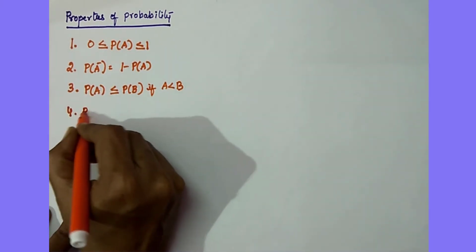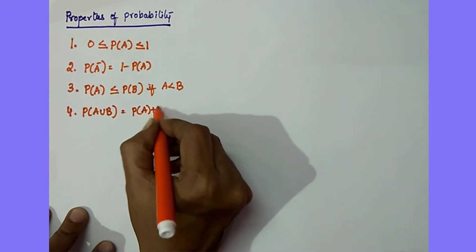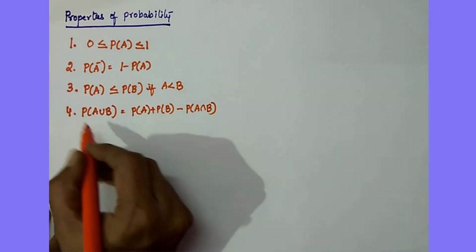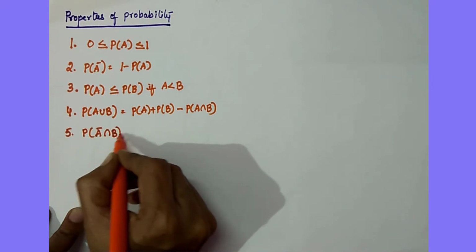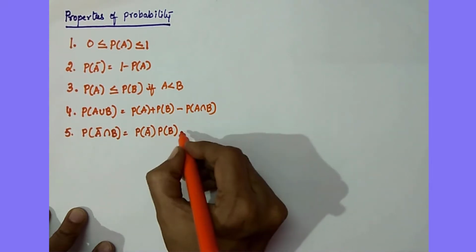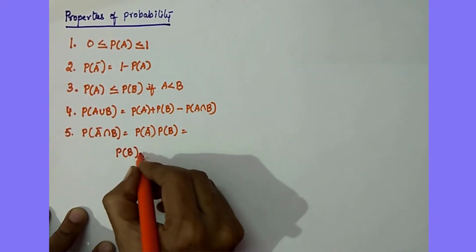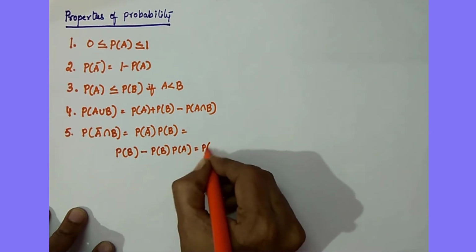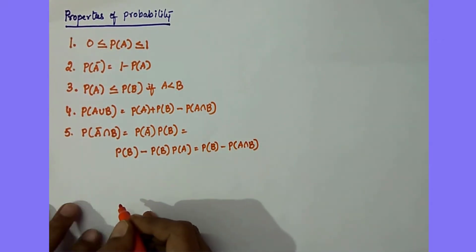Then the next property, P of A union B is equal to P of A plus P of B minus P of A intersection B. Next one, P of A bar intersection B is equal to P of B minus P of A intersection B. We can use all these properties while doing the problems.